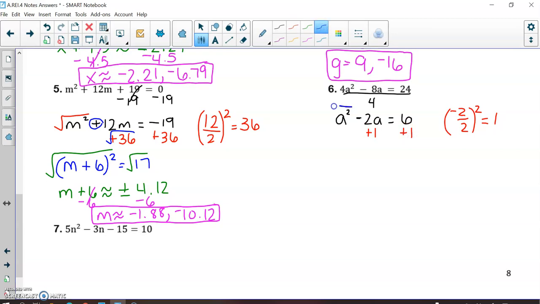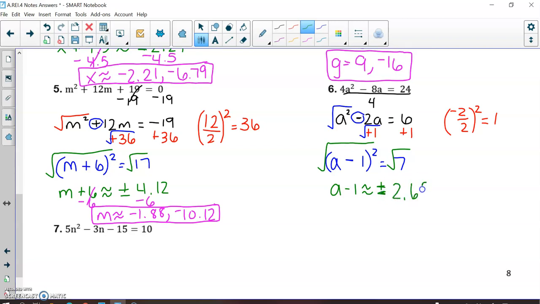On the left side, I factor. I take the square root of my first term, which is an a, the square root of my last term, which is a 1, and the operation between my first and second term, which is a minus sign, and I square this binomial. On the right side, I just simplify. A 6 plus a 1 is a 7. Taking the square root of both sides, the square root of a minus a 1 squared is an a minus a 1, and this will approximately be equal to a positive or a negative, and the square root of 7 comes out to be, rounded to the nearest hundredth, a 2.65.